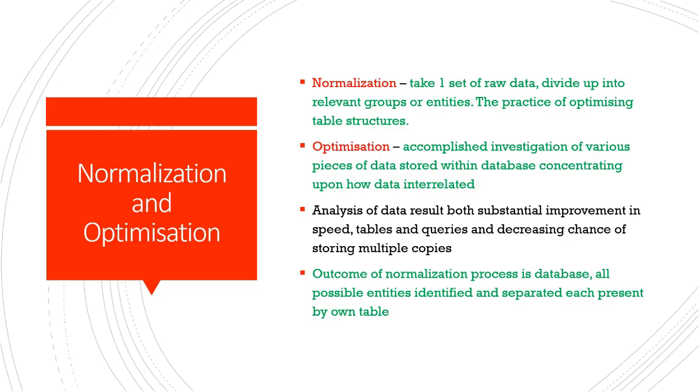Well, normalization is whenever you take one set of raw data and then divide it up into relevant groups or entities, and this is the practice of optimizing table structures. So that's what it is. You do normalization through optimization, and optimization is the accomplished investigation of various pieces of data which is stored within a database that concentrates upon how data is interrelated. Sounds quite complicated, but essentially it's the analysis of data that results in both substantial improvement in speed, so it's quicker. The tables and queries will have a decreasing chance of storing multiple copies, and therefore data redundancy is reduced. So the outcome of normalization then is that the database will have all the possible entities identified, and they will be separated with each presented in their own table.